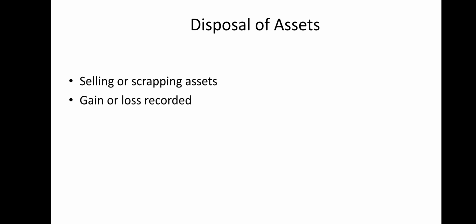Now the disposal of an asset. What is this disposal of an asset? It's basically selling your asset or scrapping the asset, and you're recording the gain or loss you're receiving by disposing of the asset. When a company disposes of an asset, it may sell or scrap it. The book value is compared with the sale proceeds. If sold for more than book value, it's a gain. If sold for less, it's a loss. This result is recorded in the income statement.